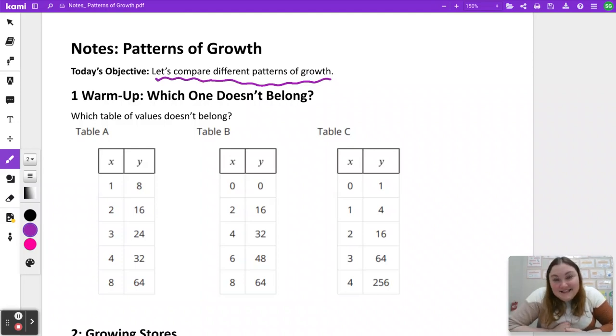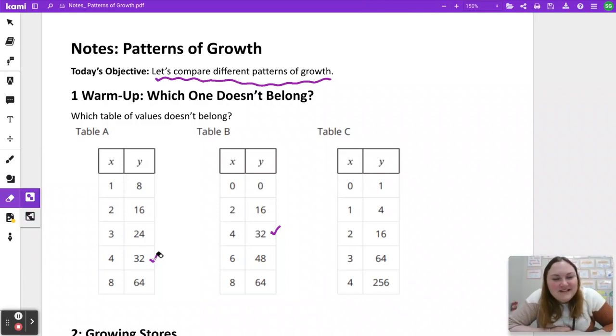I did this lesson this morning with my students, and a lot of students picked table C as the table that didn't belong with the others. But the really interesting thing was there's a lot of different ways you can argue why C doesn't belong with the others. So I had a student say, well, C doesn't belong with the other 2 tables because the other 2 tables both have 432 listed in them, but in table C, 4 has a different y value. It's 256. That could be a reason why table C doesn't belong with them.